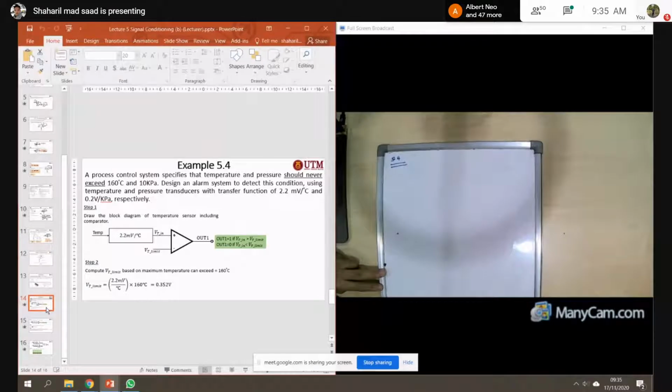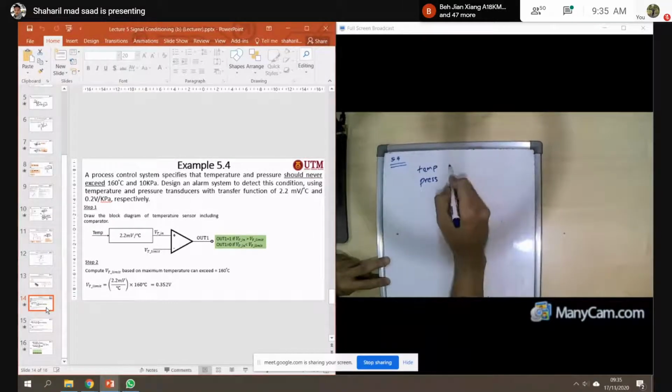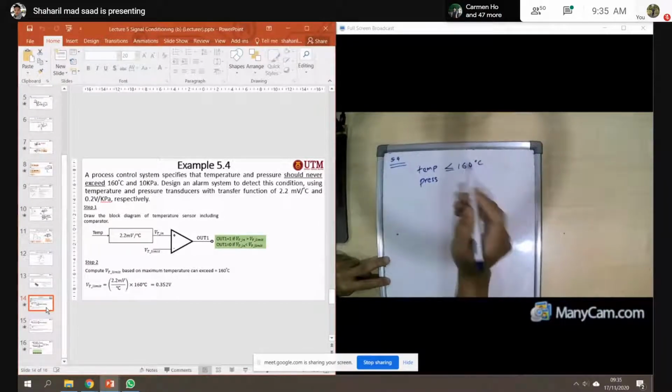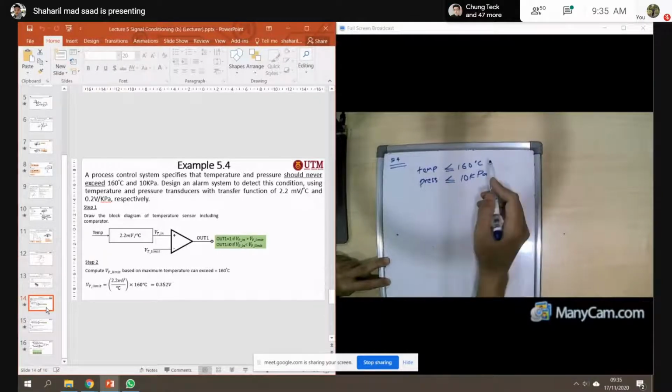A process control system specifies that temperature and pressure should never exceed 160 degrees and 10 kilopascal. So the temperature should not exceed 160 degrees, and the pressure should not exceed 10 kPa. That means both cannot exceed. Design an alarm system to detect this condition.